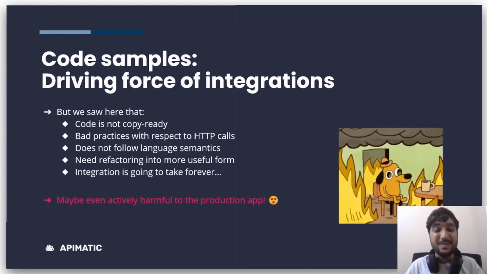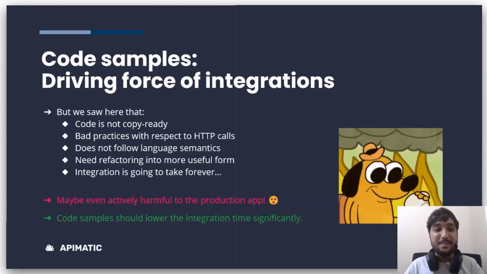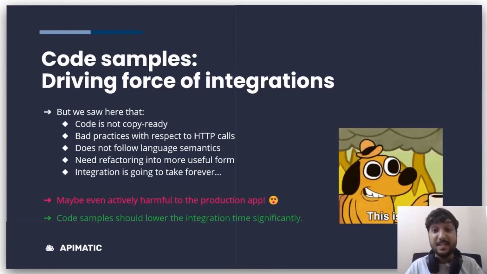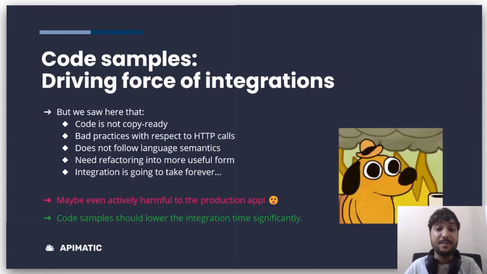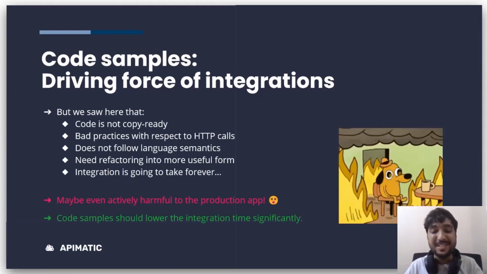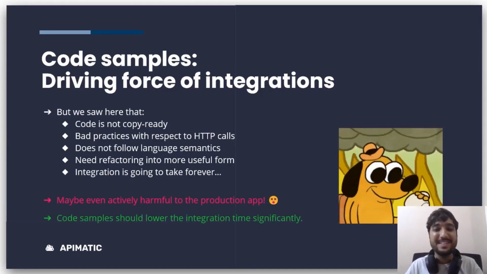So what does this API do? It makes the applications crash. That's not good at all. This is insane. So if you do code samples right, they should lower this integration time significantly. And this is critical for the integrate phase, because if you do not get this right, although you have kept the user engaged through the discover and explore phase, you're going to lose them, and they're going to go to a competitor API to accomplish the task that they wanted to accomplish. And this API portal actually increased the integration time significantly.